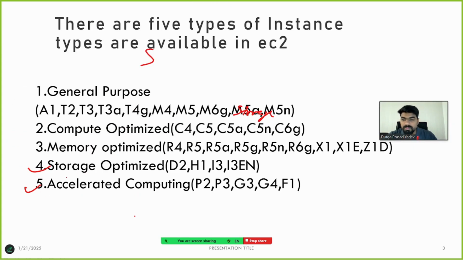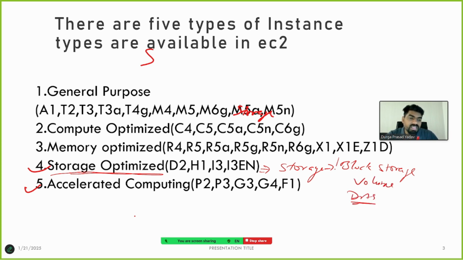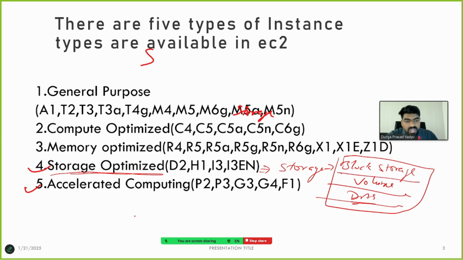So when we talk about storage optimized, guys, here you will be talking about the storage. Now what type of storage are you talking about? You will be talking about block storage. Block storage means volume, or you can say direct attached storage. These all are the same. Whether you call it block storage, volume, or direct attached storage, all are the same.